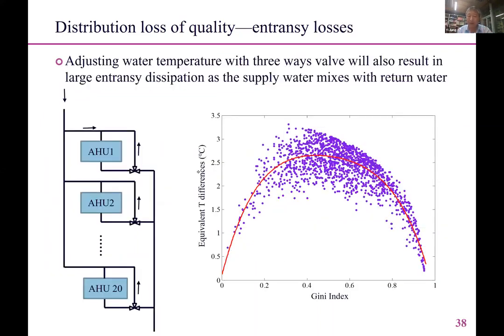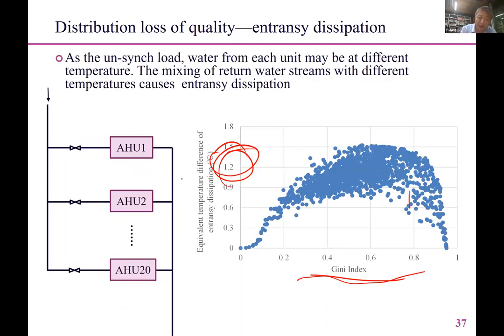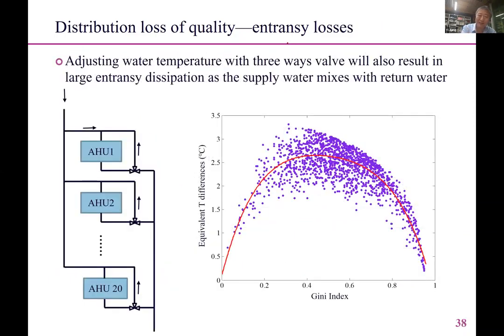Not only the pump's energy, also because there are different water temperatures from each unit because the load is different. Then the water mixing at different temperatures makes a large amount of entropy dissipation here. And if you even have three valves, water at different temperatures mixes together, also taking a lot of entropy loss, all related to Gini's index. Here is the equivalent temperature difference of entropy loss.